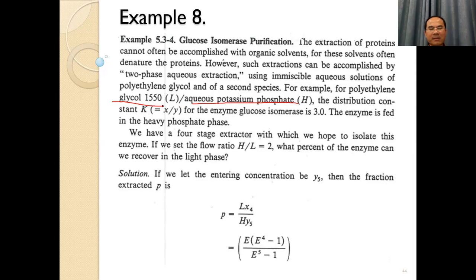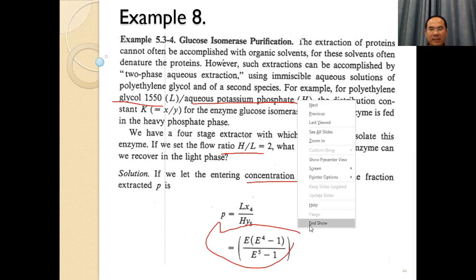And also glycol. Okay. We have a 4-stage extractor which we hope to use to separate this enzyme. If we set the flow rate S over L equal to 2, what percent of enzyme can be recovered in the light phase? Okay, for this case, if we enter the concentration by y feed, then the fraction P is Lx4 divided by S y feed, and this is expressed in this equation.